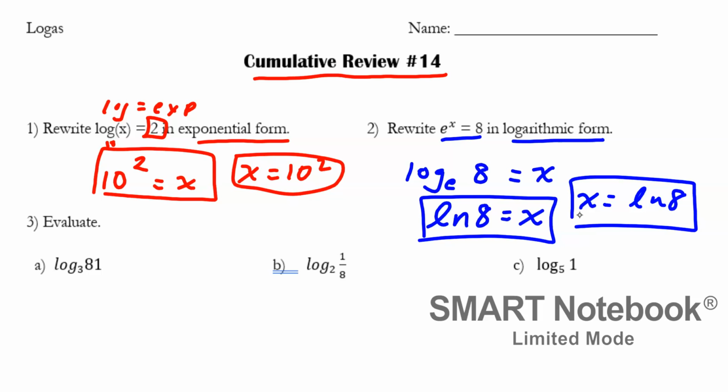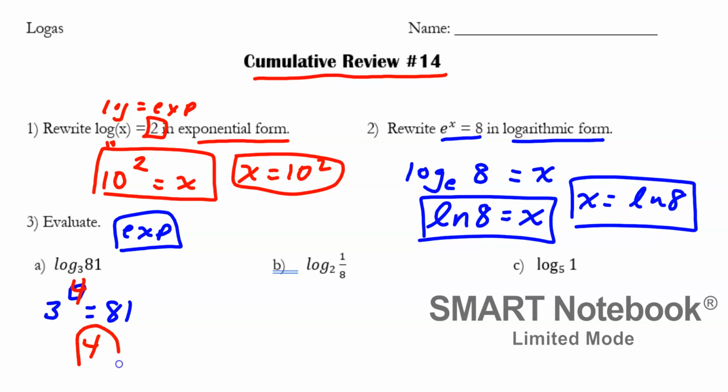Number 3, evaluate. So I'm evaluating all these logs, and remember, logs are exponents. So your answer for all of these will just be an exponent. And to think about it, what you're really thinking about is this. 3 to the what is 81. So 3 to what power gives me 81? That power is 4. So my answer is just 4.